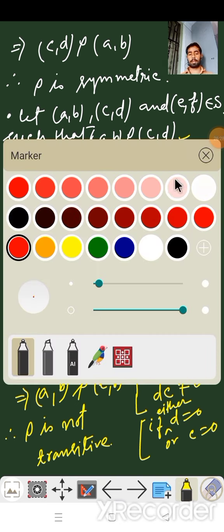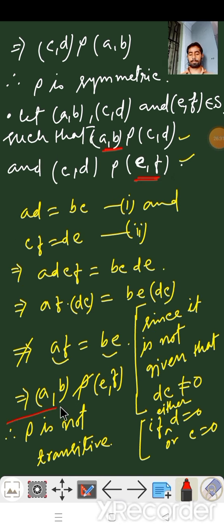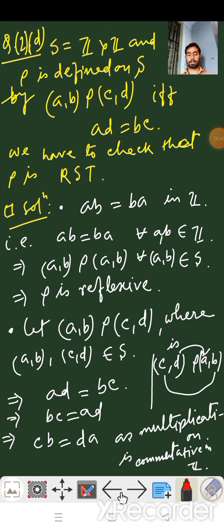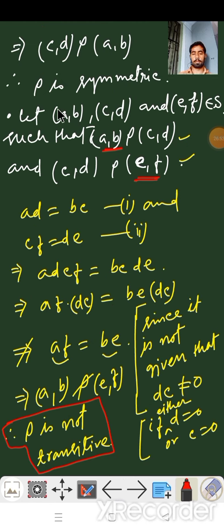So we have finally checked that the relation rho is reflexive here, and symmetric here, but not transitive here. Therefore, this is reflexive, symmetric, but not transitive.